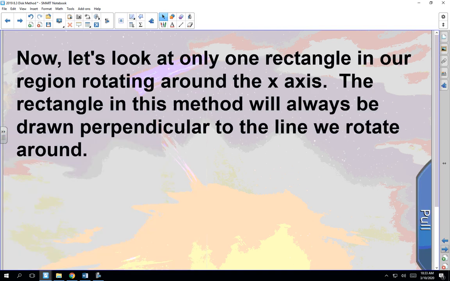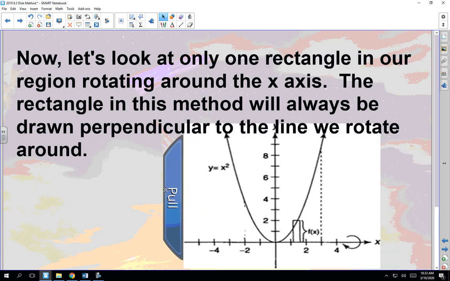Let's just look at one rectangle, and this is what's at the heart of it. When we say disk, what we're really talking about is a hockey puck looking sort of disk. So it's like a hockey puck up on its end. I'll show you what I mean. Let's look at one rectangle in our region rotating around the x-axis. The rectangle in this method will always be drawn perpendicular to the line we rotate. So consider one single rectangle.